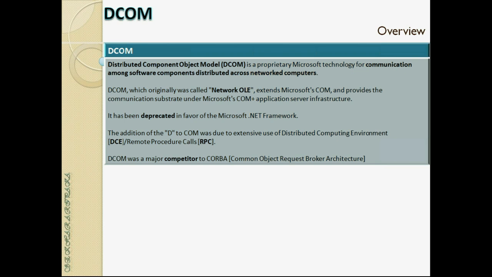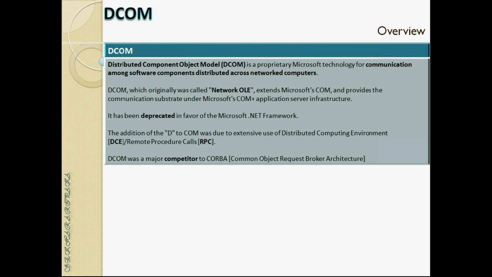That's a typical example of OLE, or embedding another spreadsheet document inside a Word document. That's a pretty good example of object linking and embedding. And the same concept is extended to network OLE, wherein heterogeneous systems can talk to each other, and of course all implement the same COM technology. It works under the same COM+ application server infrastructure, which is what we have just seen.